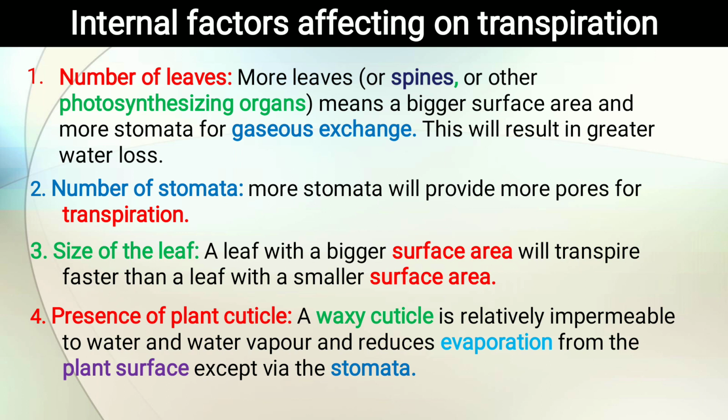Then the size of leaves. A leaf with a bigger surface area will transpire faster than a leaf with a smaller surface area. Presence of plant cuticle. A waxy cuticle is relatively impermeable to water and water vapor and reduces evaporation from the plant surface except via the stomata.